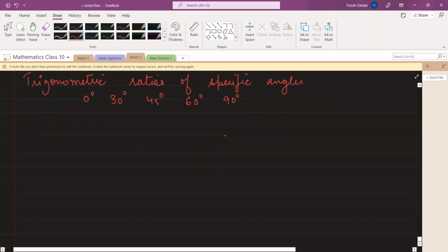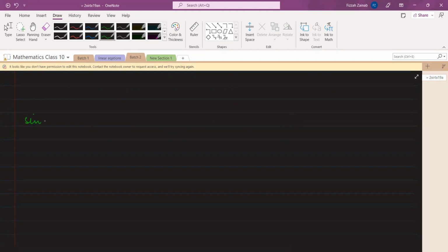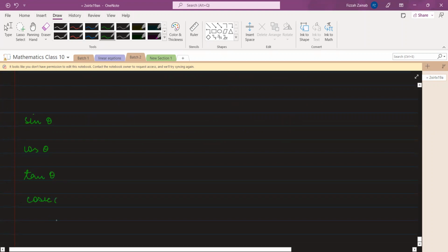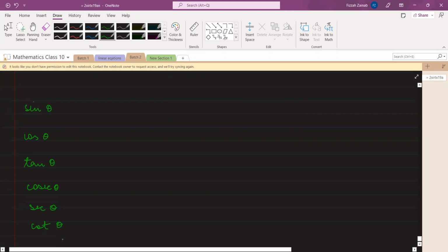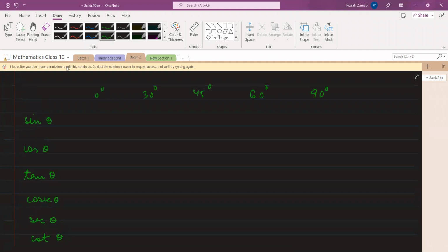So I think you already know the table. Let us quickly revise it. If you have sine of any angle theta, then cos of theta and tan of theta, then you have cosec theta, sec theta, and cot theta, right? And then I choose angles, which are 0 degree, 30 degree, 45 degree, 60 degree, and 90 degree. So at least these 5 values you have to remember.